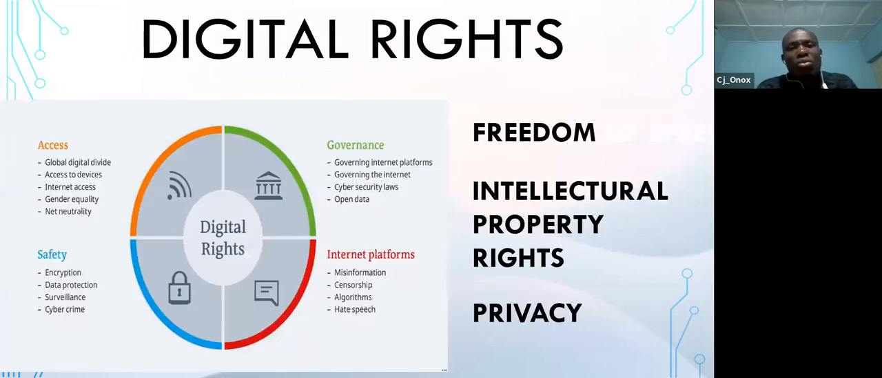So we also go on to talk about digital rights. It's part of what I've said before. Intellectual property rights, privacy. So also internet platforms, censorship. You know, there was a time Nigeria was talking about hate speech. So what governs internet use in your country or in your environment? Your child should be aware to know all these things.